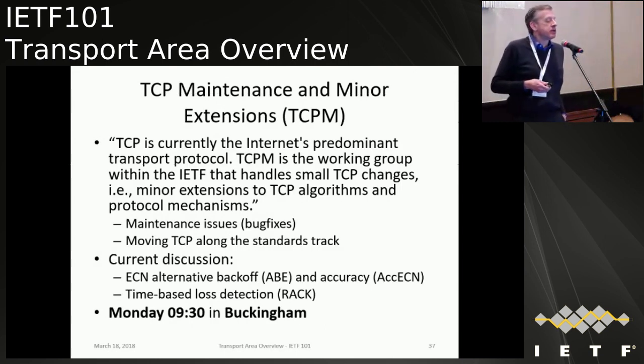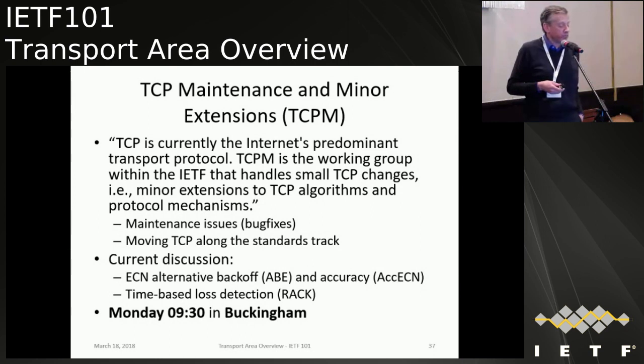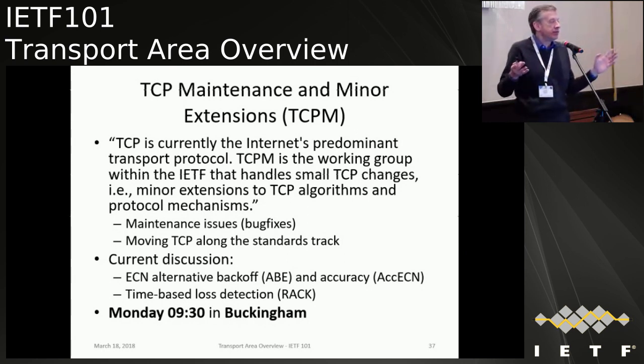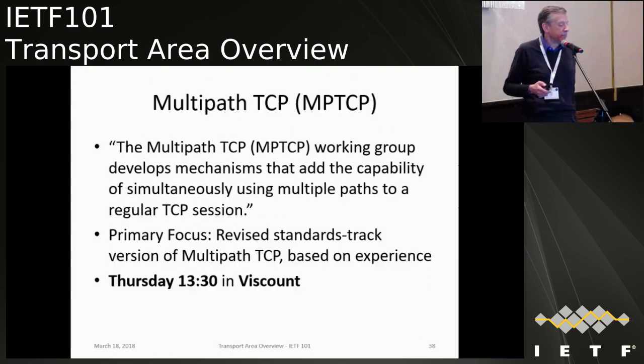The TCP work is primarily done in the TCPM working group. They work primarily on maintenance issues and bug fixes and moving TCP and TCP options along the standards track. Current topic discussions: ECN alternative backoff. When ECN is in use and giving you congestion signals as opposed to dropping packets, it turns out that you can back off by less and get more effective interaction with the network, and also improvements to accuracy of ECN feedback and a time-based loss detection algorithm called RACK. That's going to start tomorrow morning in Buckingham.